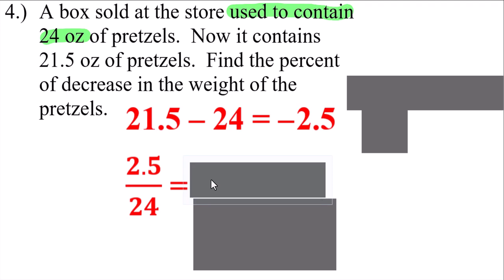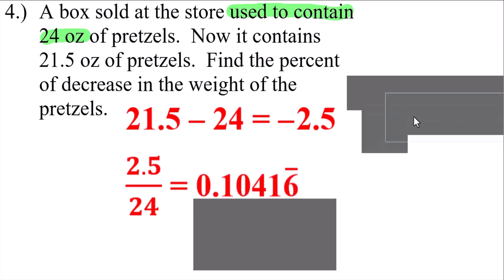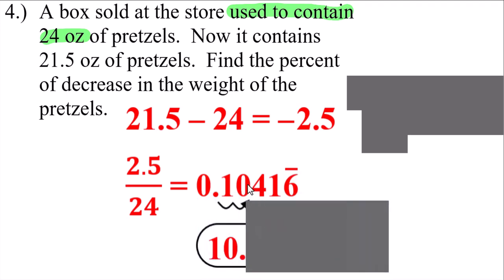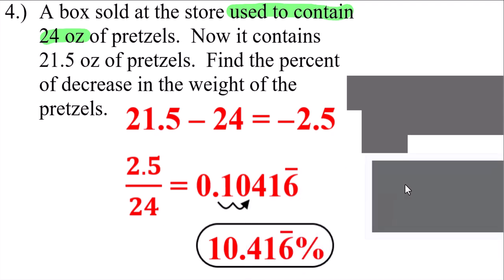2.5 divided by 24. Calculator gave you 0.10416 repeating. I know I told you guys earlier, don't put the repeating bar too early. But since this is definitely not going to be the whole number part of the percent, putting it early was fine. 10.416 repeating percent. And yes, you can have a repeating decimal in a percent. We already had it back on problem number 3.